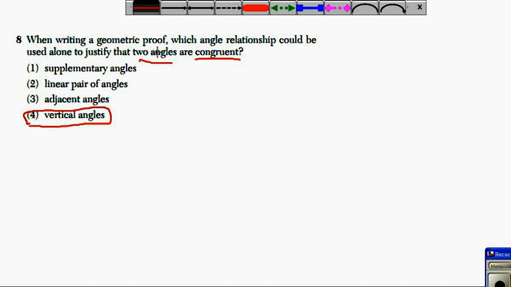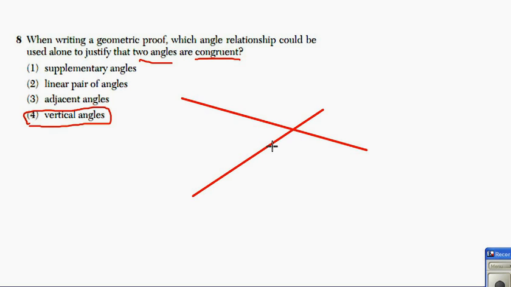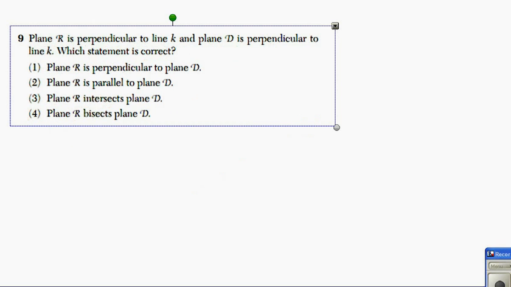Two angles are congruent. Supplementary angles, they don't have to be congruent. Linear pair, which is the same thing as supplementary angles. Adjacent angles, no. But on the other hand, vertical angles are the angles formed by two intersecting lines, as you know. Here, no matter what it is, this angle is always equal to that angle. That's what they're talking about in number 8.